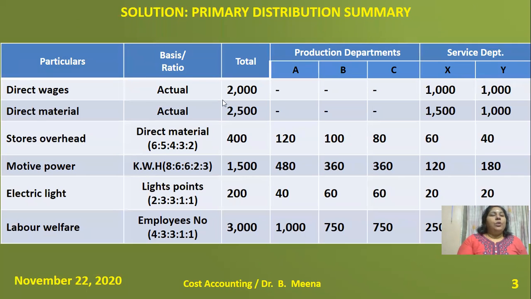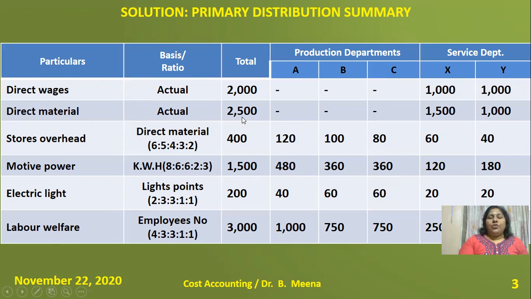Now look at that problem, how I showed. Put the heading as usual, primary distribution summary, and have the columns like that: particulars, basis, total, production departments A, B, C, and service departments, as per this problem, X and Y. Look at how I showed the wages and materials. I showed the basis as actual, and I put a hyphen mark for all the production departments. Only I showed in the service departments. How I got the wages total 2000, the summation of X and Y. Like that for material, the summation of X and Y, 1500 plus 1000, 2500.